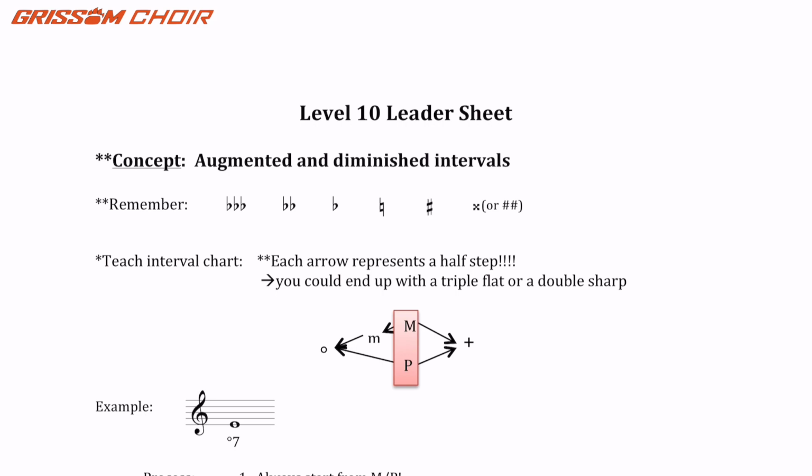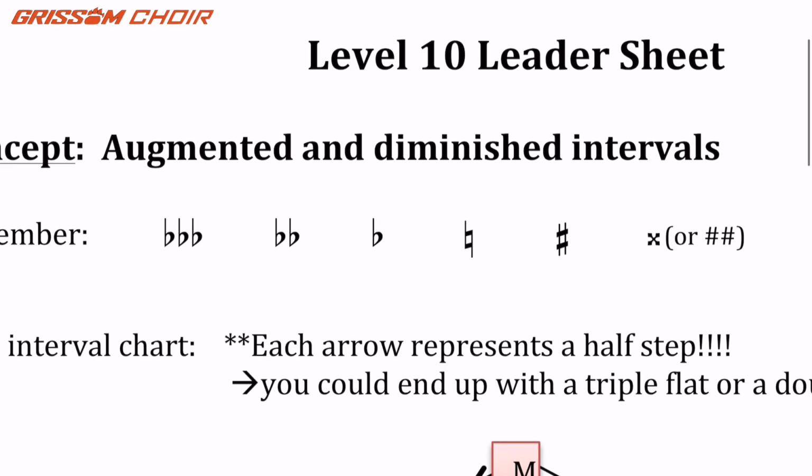The main concept in Level 10 is augmented and diminished intervals. An augmented interval continues to raise the note by half a step above the sharp or the double sharp, and the diminished interval continues to lower the note by half a step after the flat, the double flat, or the triple flat. So again, remember, we have several different accidentals that we have to keep in mind.